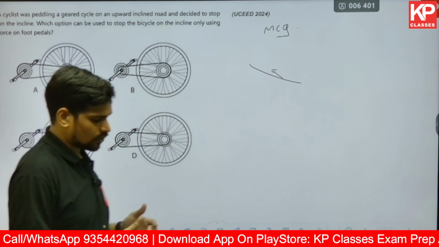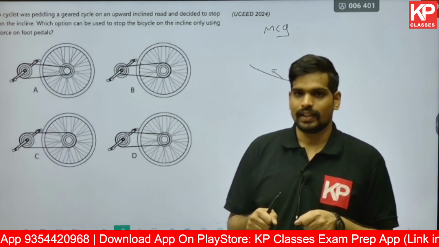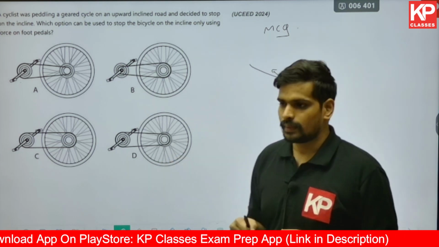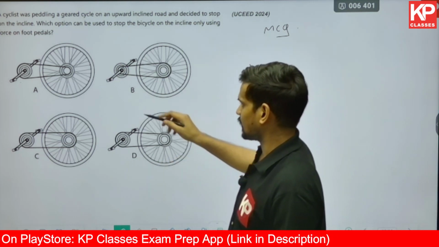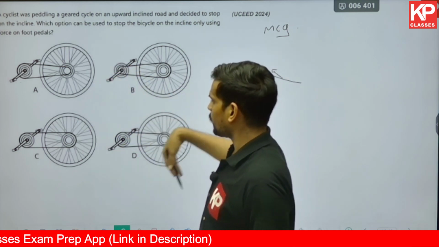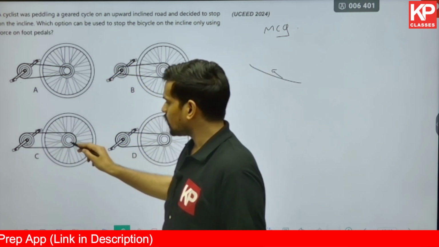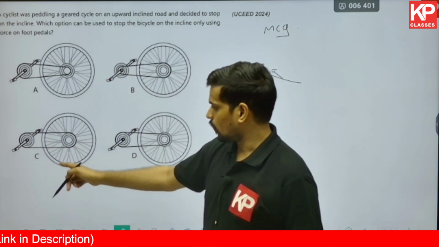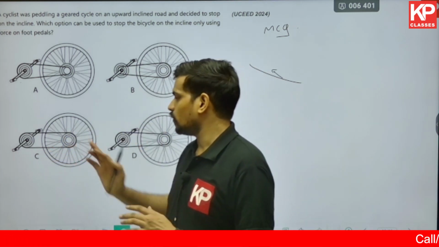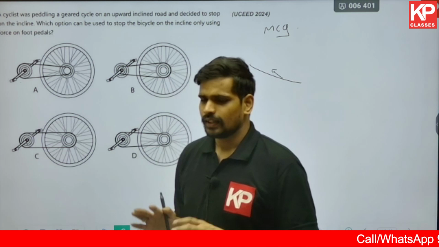So basically force will induce some velocity, right? So when will it be easy for us to stop the vehicle, stop the cycle? That's what they're asking. Should the driver be small or should the driver be large? If you compare all these four options, here both the driver and the driven are of the same size in option C. It means if you apply some force, the same amount of force will also be applied on the back tire.